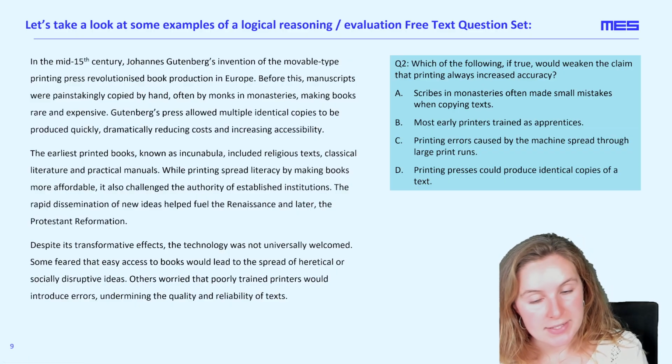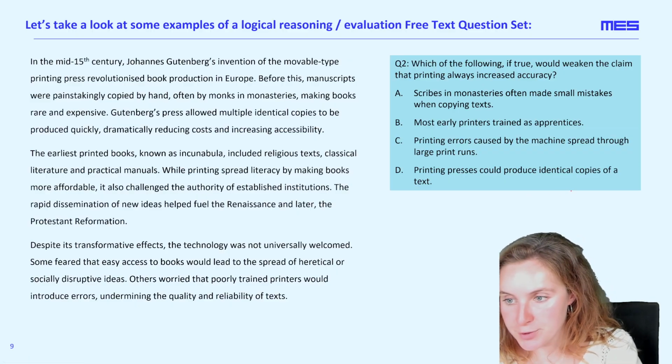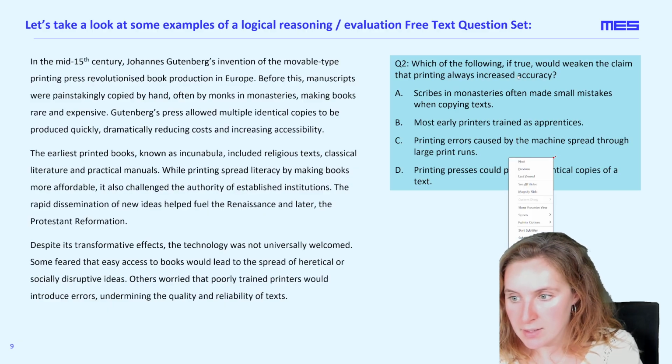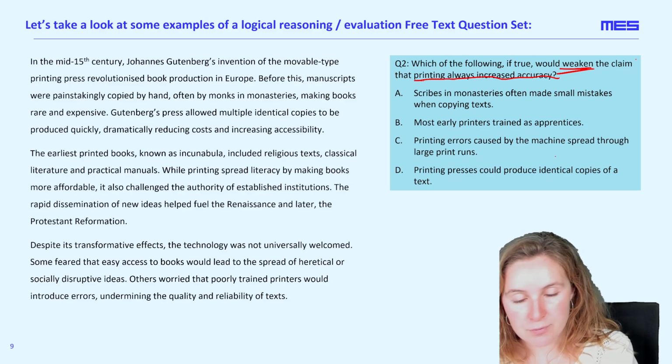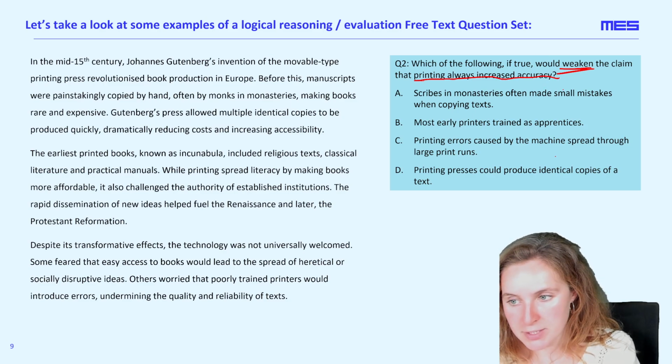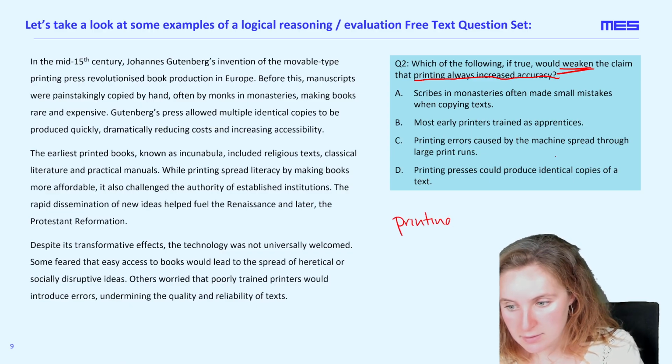Same passage, but a different question. Which of the following, if true, okay, so we're seeing that phrasing that suggests that this is the logical reasoning question again. Which of the following, if true, would weaken the claim that printing always increased accuracy? Okay, so if we're thinking about weakening this claim that printing always increased accuracy, we're looking for places where printing actually decreased accuracy.